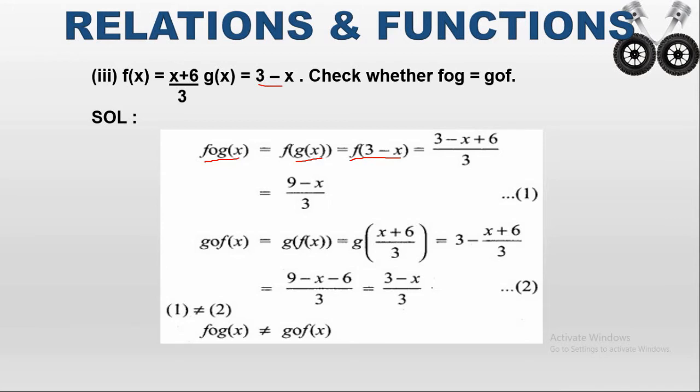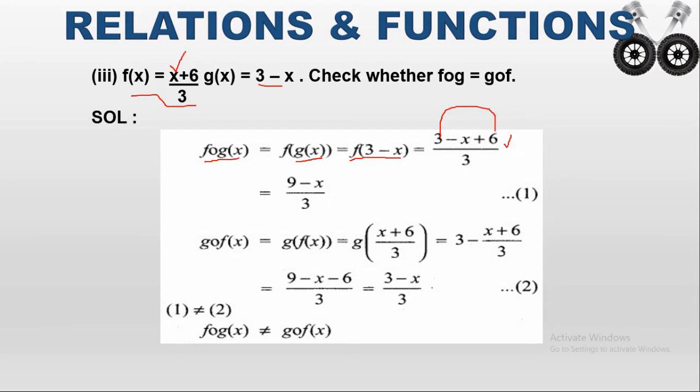This can be substituted into f of x. Wherever x appears you have to substitute 3 minus x. The value for f of x is x plus 6 by 3, so instead of x you substitute 3 minus x. It will become 3 minus x plus 6, whole divided by 3. 3 plus 6 becomes 9, so 9 minus x divided by 3. This is written as equation 1.